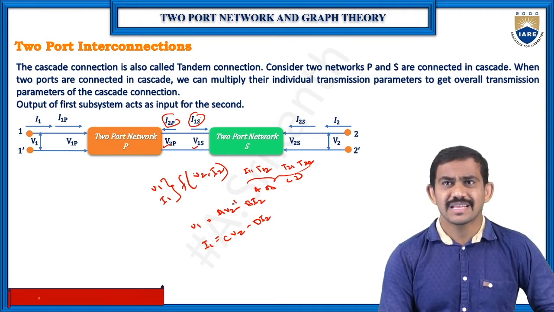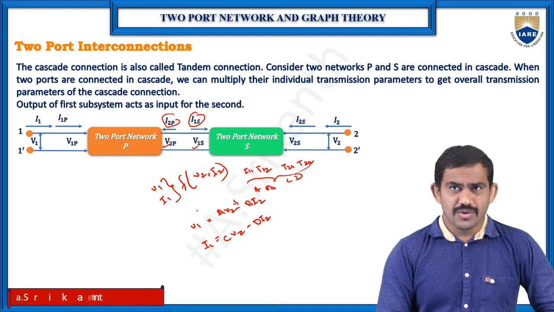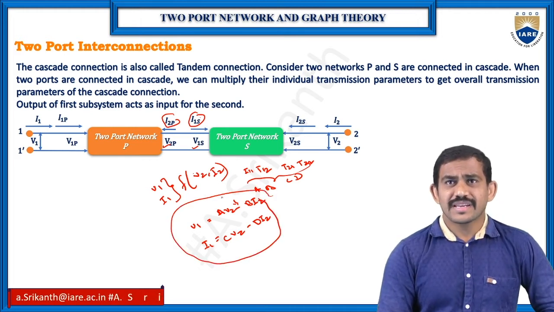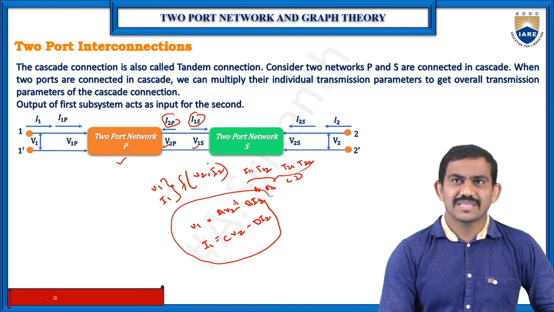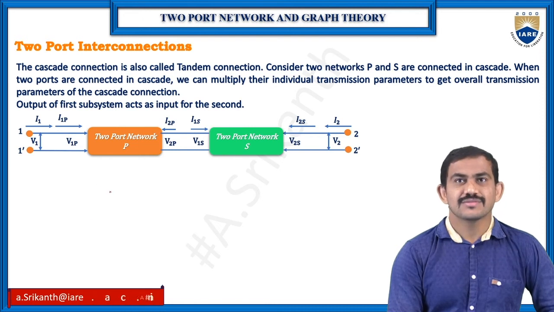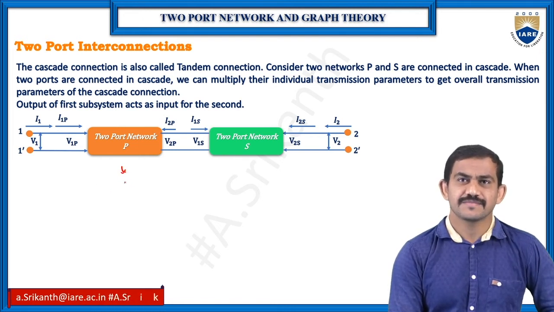So here minus means the current direction is reverse. Now this is for general transmission line parameters. So I need to use P values as well as S values, so the P network's ABCD values.